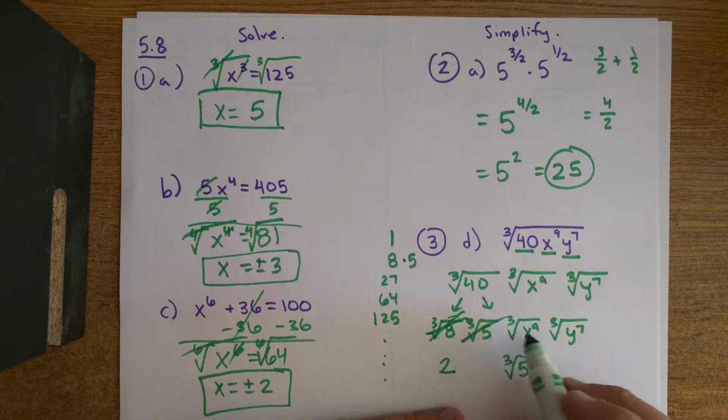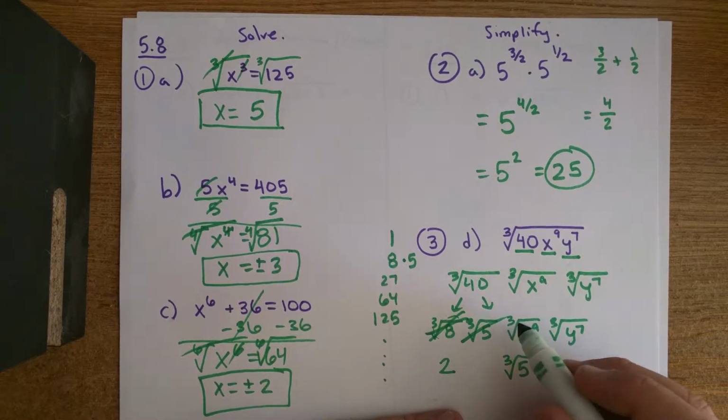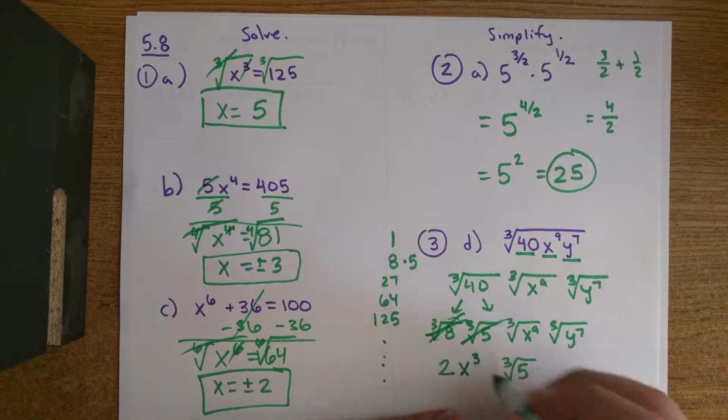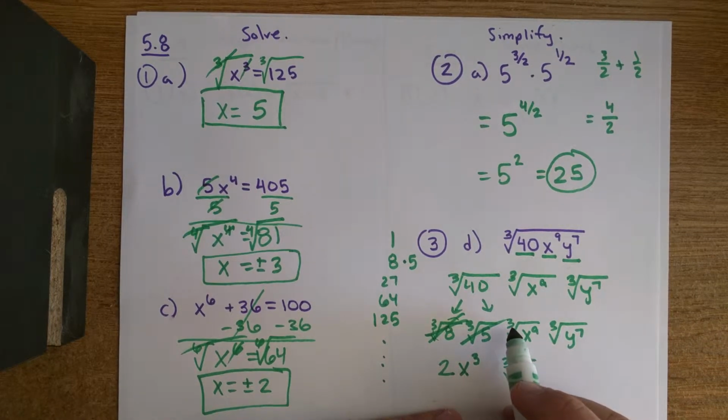So now I want to take the cube root of x to the 9. This is where you ask yourself, how many times does the root go into the power? So how many times does 3 go into 9? 3 times. That means you put an x to the 3rd right here. Now, was there any left over when you divided 3 into 9? No. So you're not going to have any leftover x's inside here.